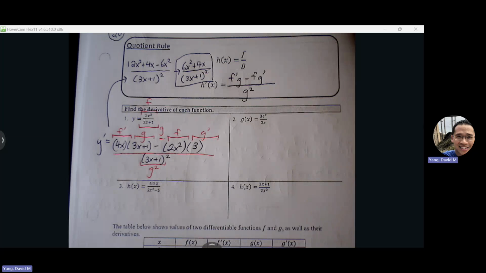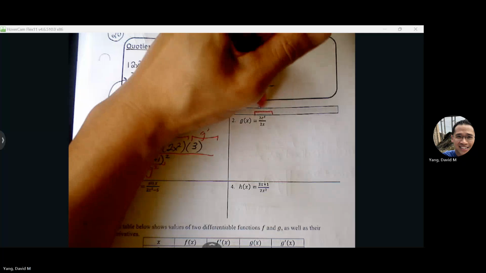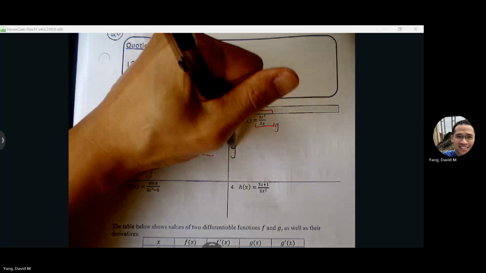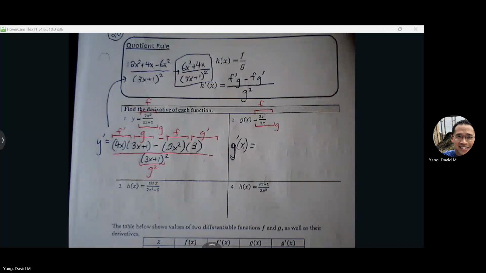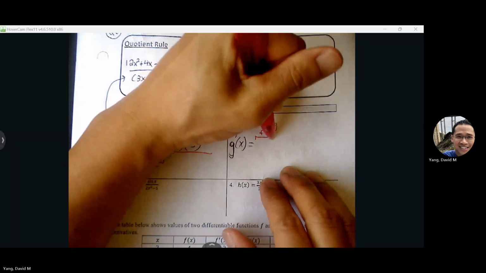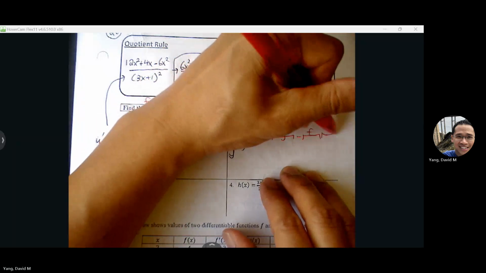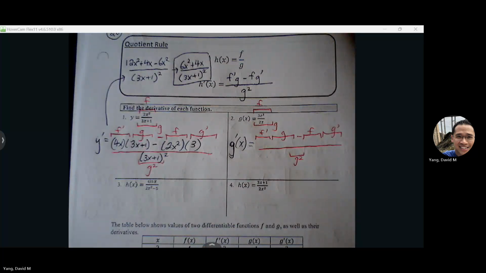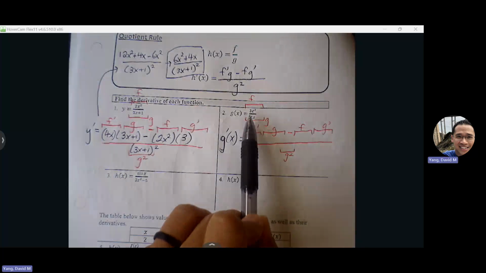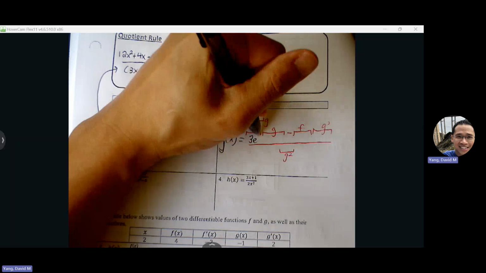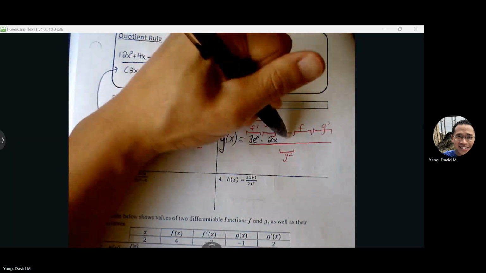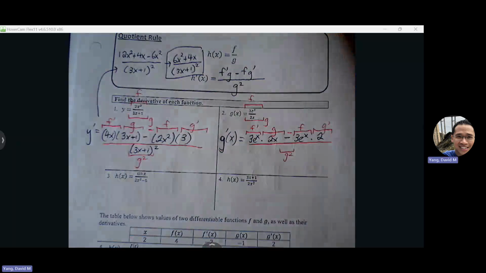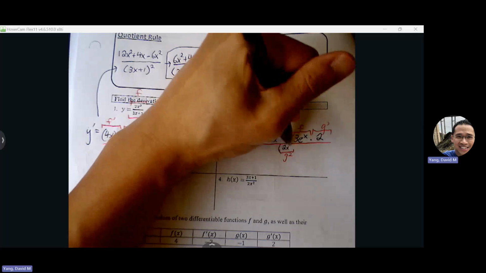All right, number 2. Again, an opportunity for quotient rule, numerator and denominator divided by each other. Okay, what's 3e to the x's derivative? No changes, yeah. And then 2x becomes 2. And your denominator is just 2x quantity squared.